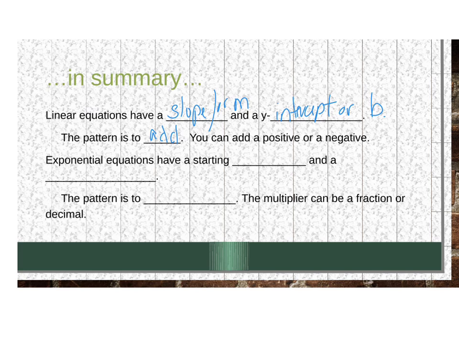Exponentials have a starting value and a multiplier. The pattern is to multiply each time by the same number. But the multiplier can be less than 1 or greater than 1. If the multiplier is less than 1, or a fraction or a decimal, it's exponential decay. If it's greater than 1, then it is exponential growth.